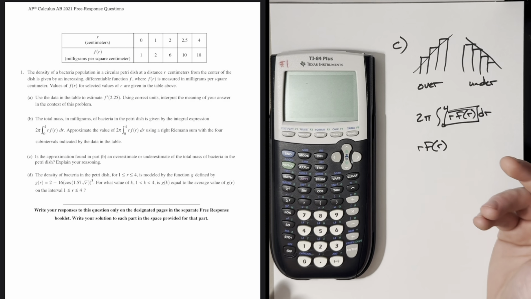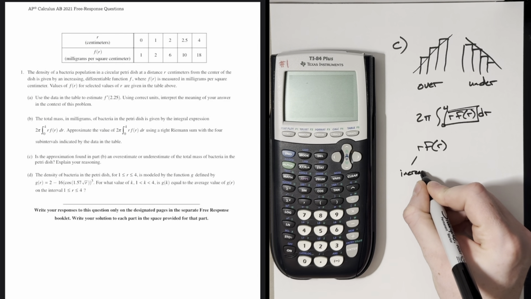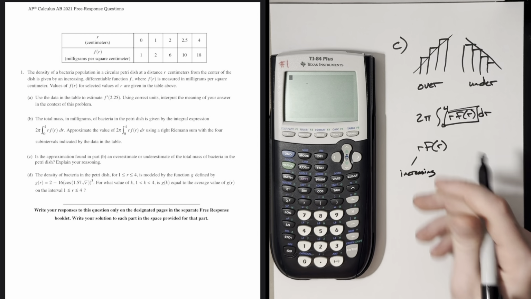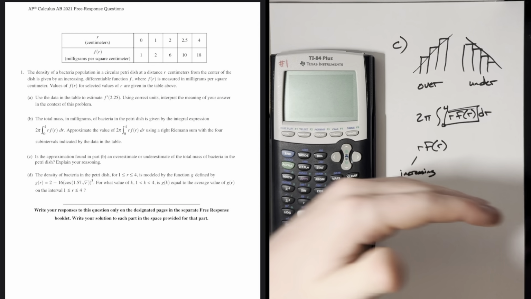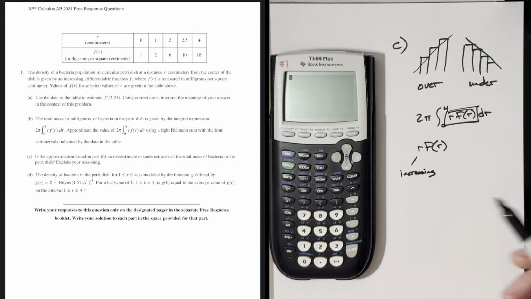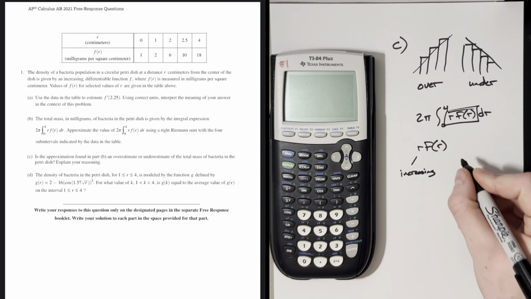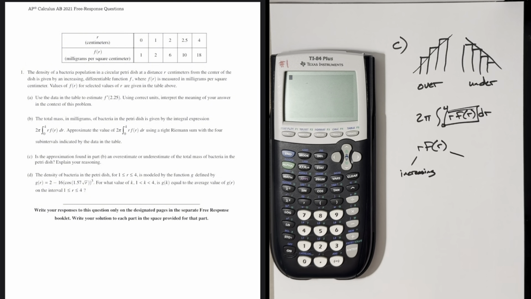Well, r is definitely increasing, because as our r gets greater, we're going in the right direction in terms of r values. Now, f of r, we don't really know. Is f of r getting bigger or smaller? We look at our table, it definitely looks like f of r is increasing, but that's only at certain points. But thankfully, in the instructions to the problem, they tell us that f of r is an increasing differentiable function.